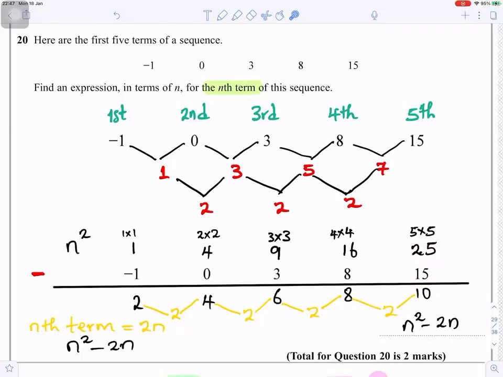And these numbers going 2, 4, 6, 8, 10. It's the 2 times table. And the n term for the 2 times table is 2n. So it's n squared minus 2n. That's the n term.